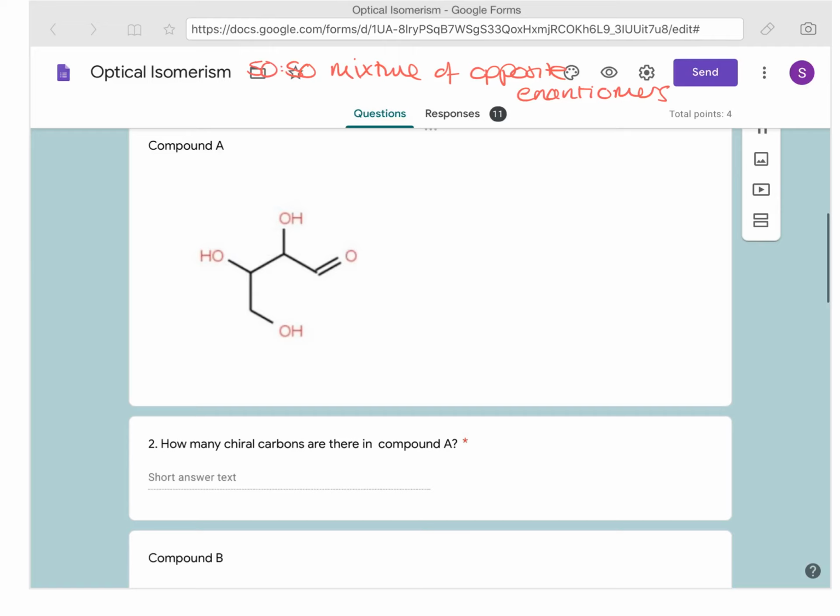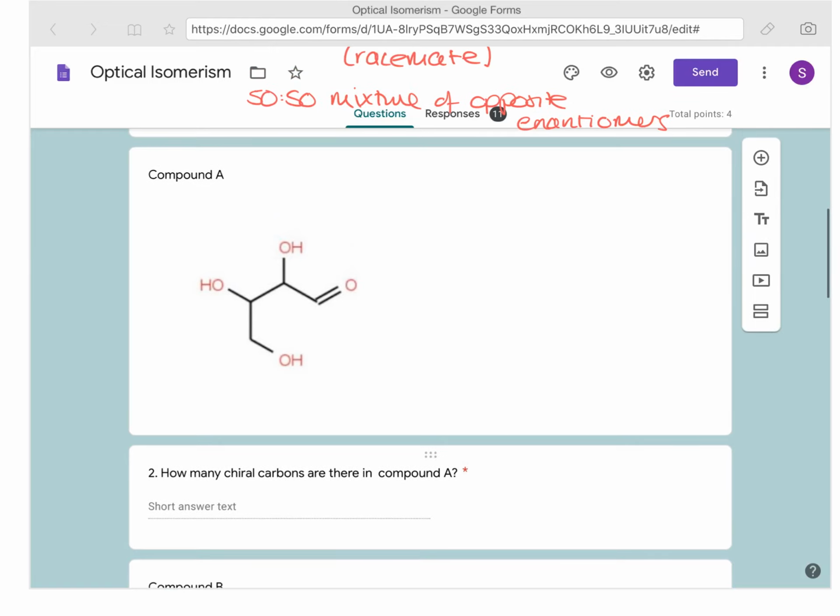Then we've got compound A, and it asks how many chiral carbons are there in compound A. So a chiral carbon is one that is attached to 4 other groups. Now, if I do something like this, here we've got a carbon atom that's attached to a hydrogen, a chlorine, a fluorine and a bromine. It's really, really easy to say then that that carbon there is chiral, and we tend to denote it with a little star.